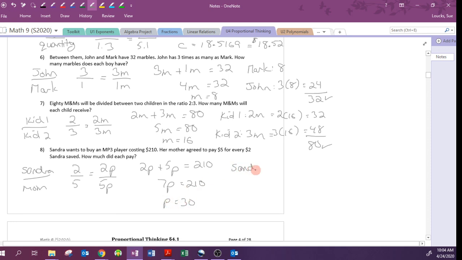So Sandra is going to pay 2P, which is 2 times 30, which is 60. And Mom is going to pay 5P, which is 5 times 30, which is 150. If I add those together, I get 210. Yay! There are other ways to solve these questions for sure. But I think these are the easiest, or I think they're the easiest today because I'm working in proportions.